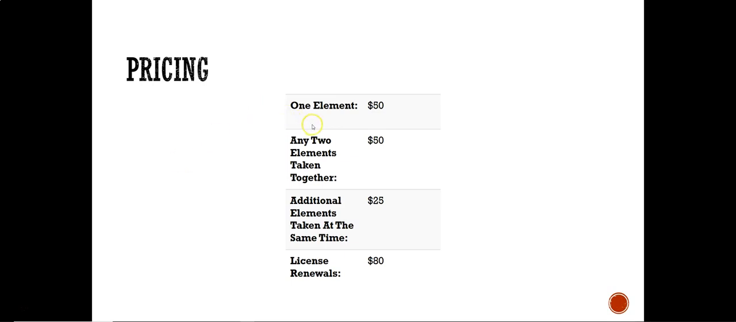Now next we have the pricing of the exam. If you take one element, then it will cost you $50, and if you take two elements, for example element 1 and element 3, then it will also cost you $50. And if you take any additional elements, for example, along with element 1 and 3 you want to take element 8, then for that additional element it will cost $25. And if you want to renew the license, it will cost $80.